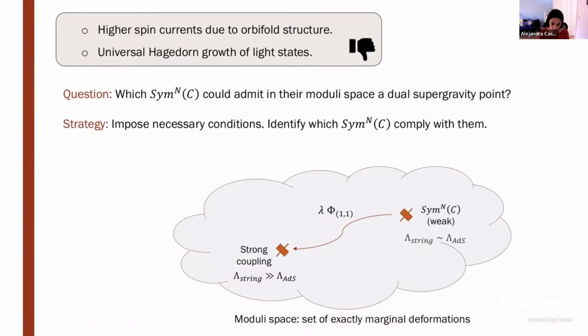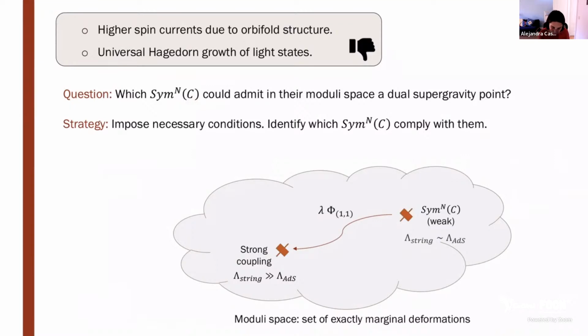Okay, so the basic question that I'll be asking is, first of all, if you give me a seed theory, when do you have such a moduli space? And if you have a moduli space, when can you establish that a strongly coupled point exists?